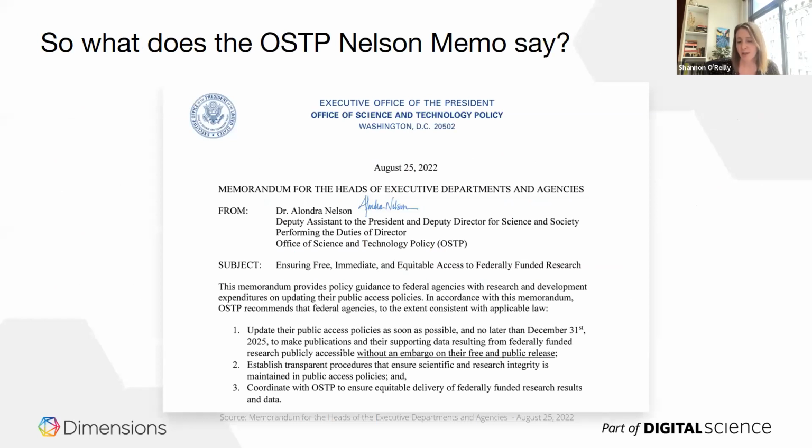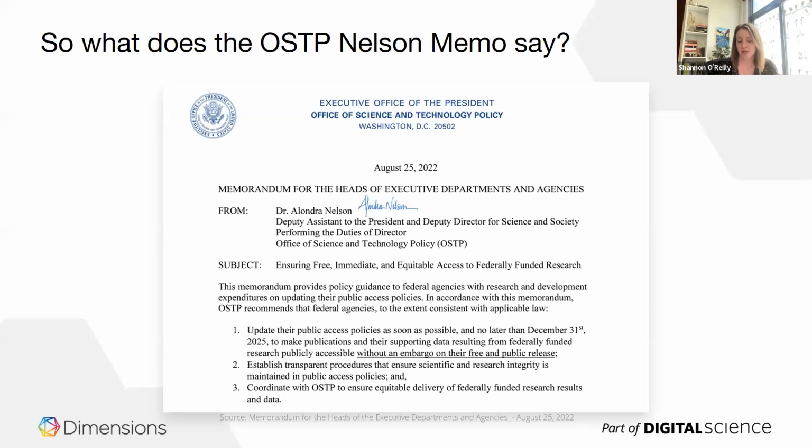On August 25th, 2022, not too long ago, the OSTP released a memo regarding public access to scientific research. It was signed by Director Alondra Nelson. This updated guidance eliminated the 12-month embargo period on publications arising from U.S. federal funding. This had been previously allowed from a previous 2013 OSTP memo, the Holdren memo.